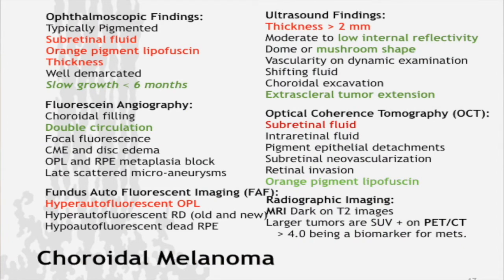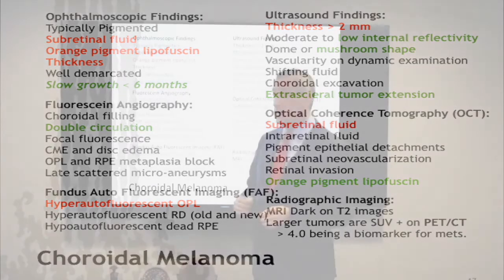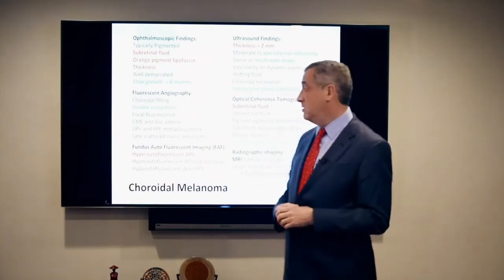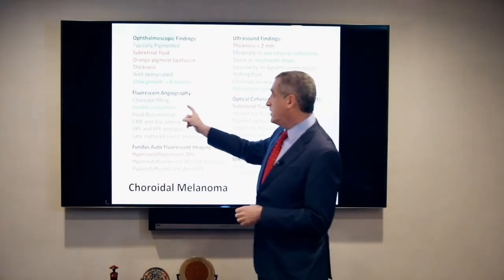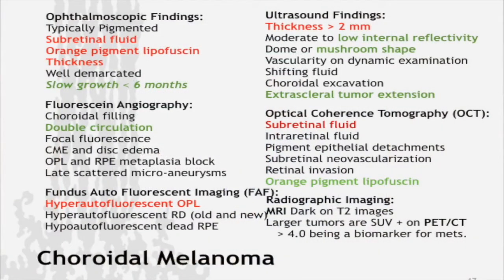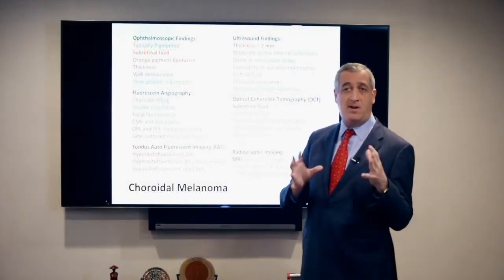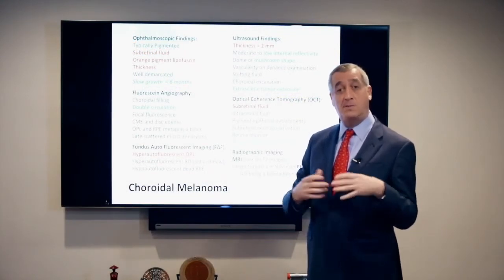So from an ophthalmoscopic standpoint, when we look in the eye, if we see subretinal fluid, orange pigment, that lipofuscin, or thickness, those are important. If we document growth, in a way, that's even more important. On the angiogram, we're looking for a double circulation or an intrinsic circulation within the tumor. And you'll see why that's important, because that's really only documented. Formed vessels are only documented in a couple of these tumors. And the pattern of circulation inside the tumor helps us differentiate that.